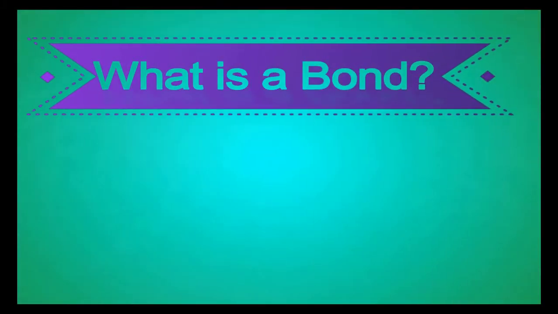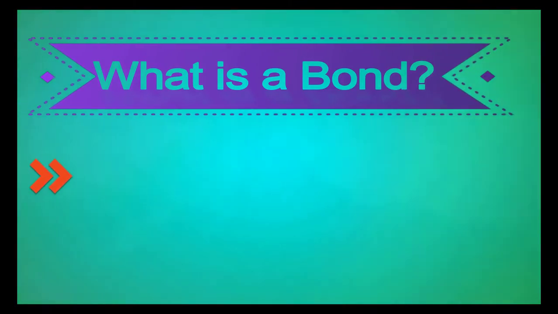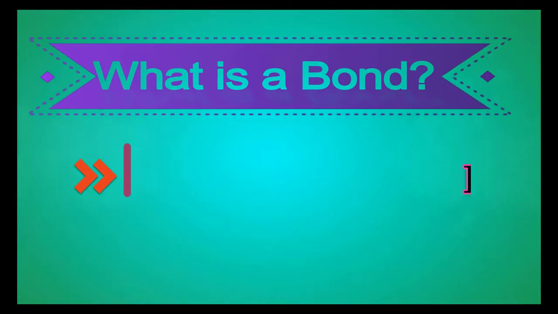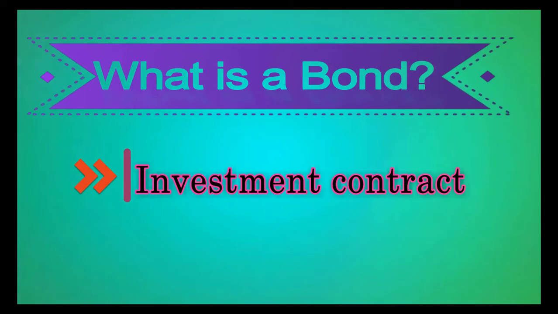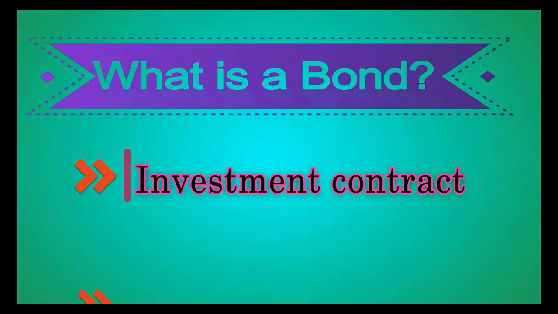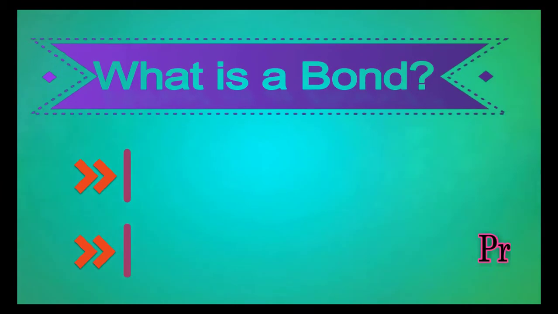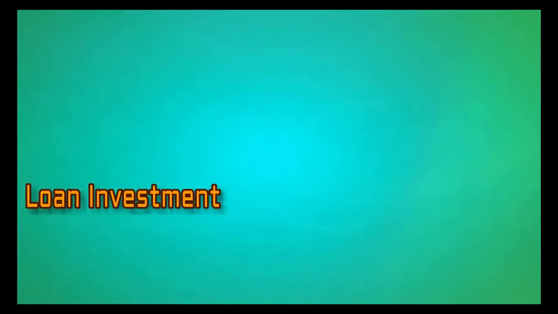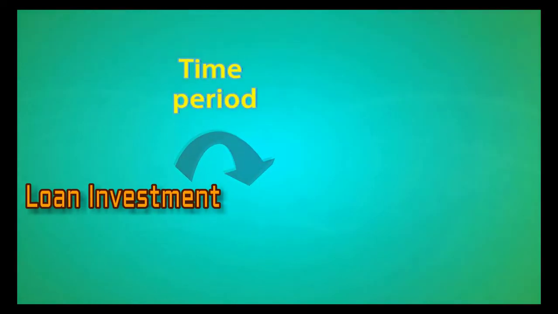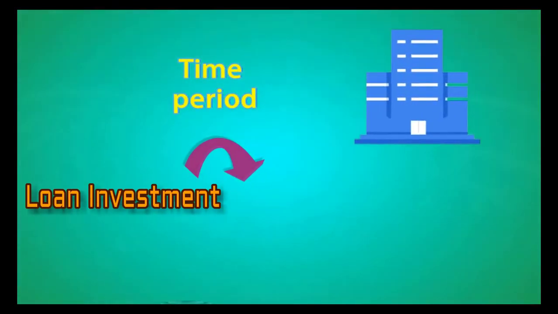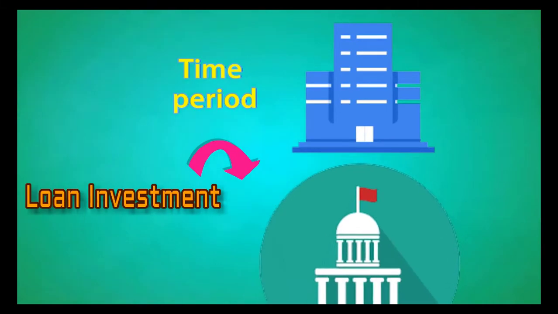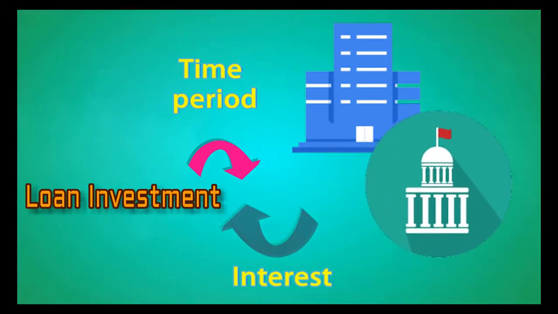What is a bond? A bond is a type of financial investment contract like any other contract that can be bought or sold as an asset. A bond promises periodic interest income at the coupon rate offered on the face of the bond. It is more like a loan investment for a period of time that a person can make with a company or governments in return for periodic interest revenue until the bond matures.